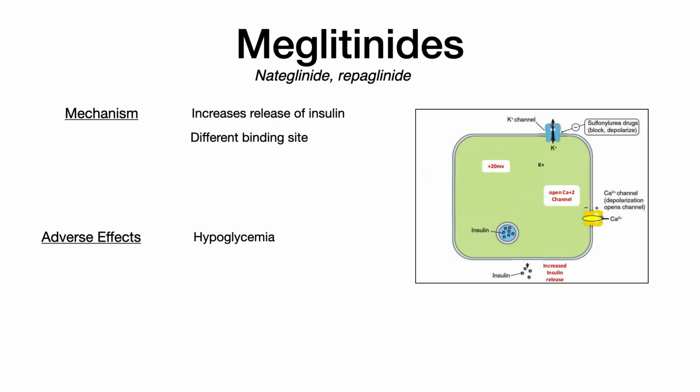Now, the meglitinides are almost identical to sulfonylureas. They end in "ide," as you see on the slide, and their mechanism is basically the same exact thing, but the only caveat that I want to throw in here is that they do it by a different binding site. The sulfonylureas blocked and depolarized a binding site on the potassium channel. Although the meglitinides have the same cascade of events, they bind to a certain area, they cause depolarization, calcium channels are opened, and insulin is released. They do it at a different binding site than the sulfonylureas, but everything else about these drugs is nearly identical.